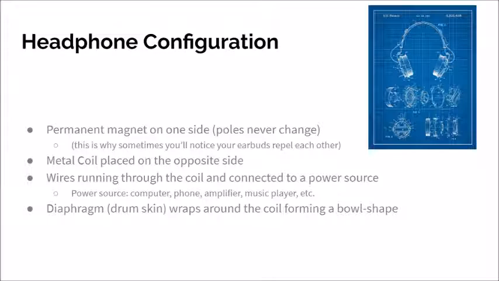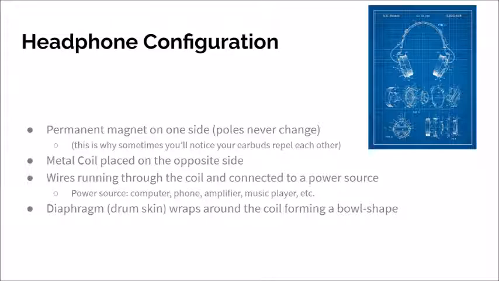So the headphone configuration, so first they put a permanent magnet on one side, and it's called a permanent magnet because the poles never change. And that's why sometimes if you have two earbuds and you place them next to each other, you can see that magnetism kind of like repel them away. And it just means their poles are the same.